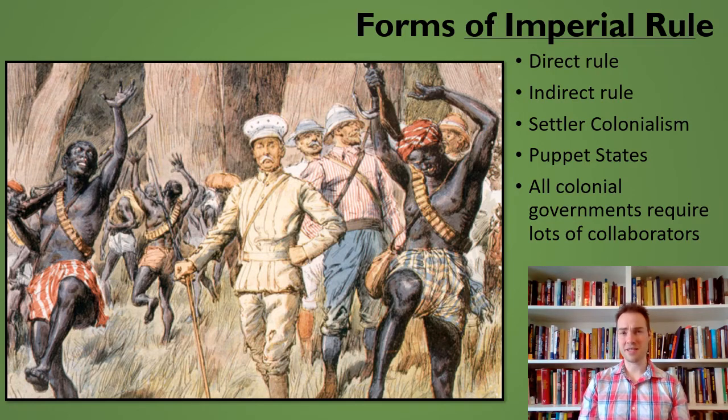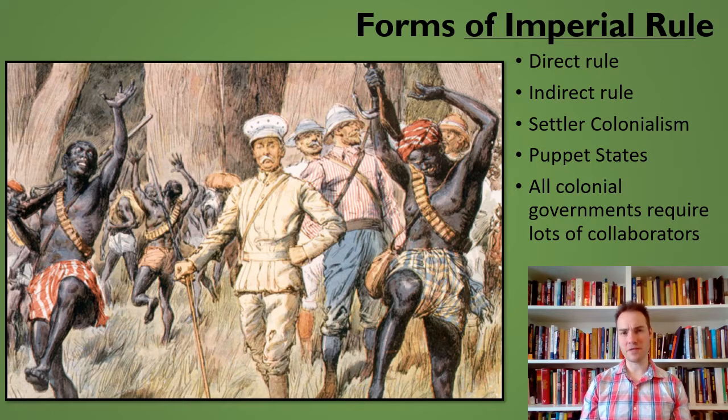You can talk about settler colonialism. For example, the French in Algeria, like I already said, hundreds of thousands of French people moved to this place in North Africa that they saw as an extension of France, just another place you might move. Not much different than the other aspects of the French kingdom, right? Just happen to be on the other side of the Mediterranean. You might look at puppet states.